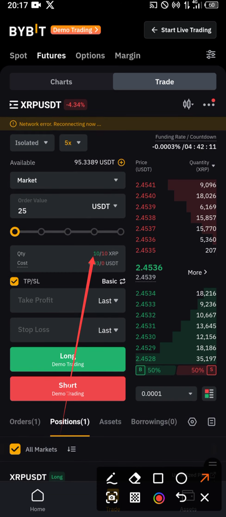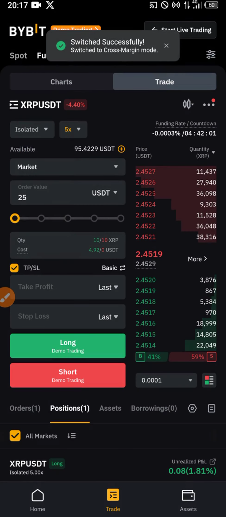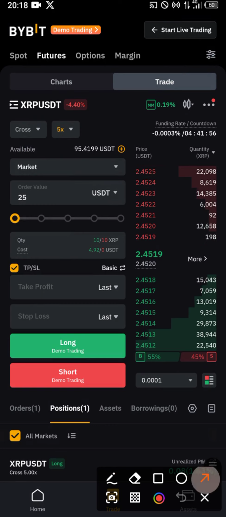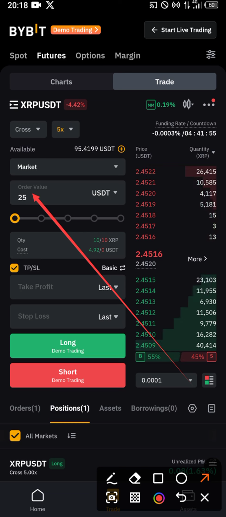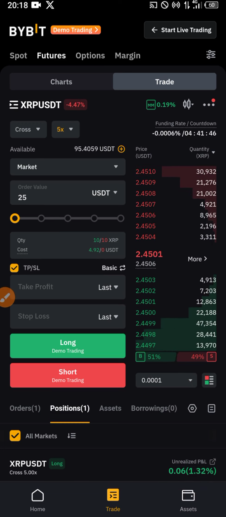You understand? So when you select cross instead of isolated, that means when you lose all your money here, you will be liquidated. You understand now? Please, if you don't get what I'm saying, you can drop a comment. I will be glad to attend to it.